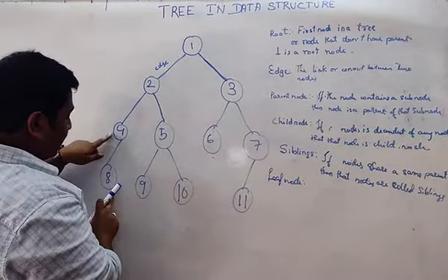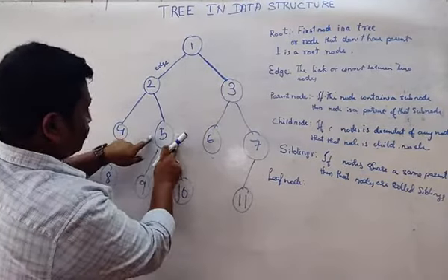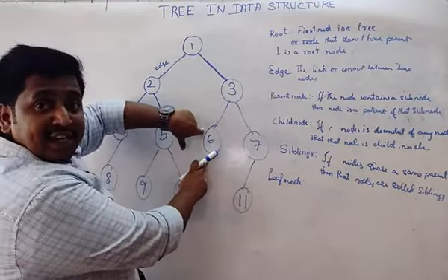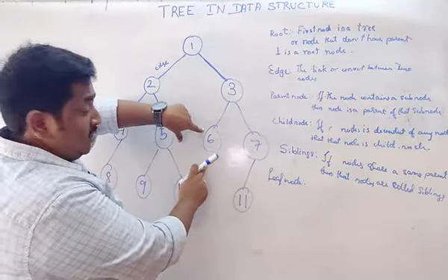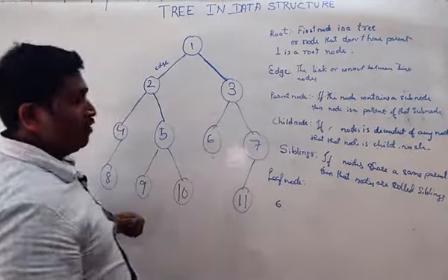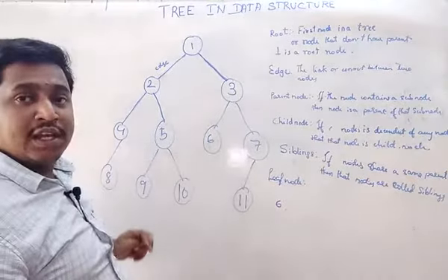4 has 8 as a child. So 4 is not a leaf node. 5 also has children, so it is also not a leaf node. Come to 6. Does 6 have any children? 6 doesn't have any children. So 6 is a leaf node. Come to 7. 7 has 11 as a child. So 7 is not a leaf node.